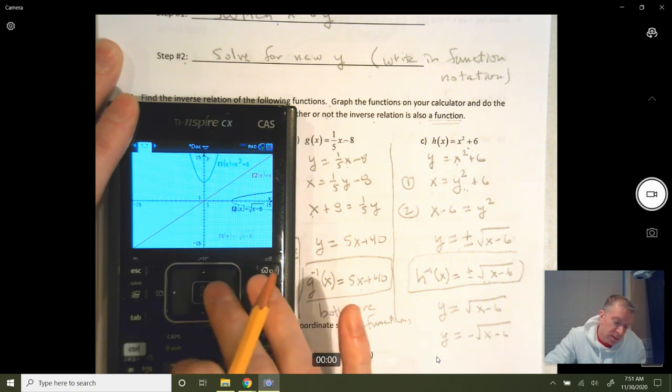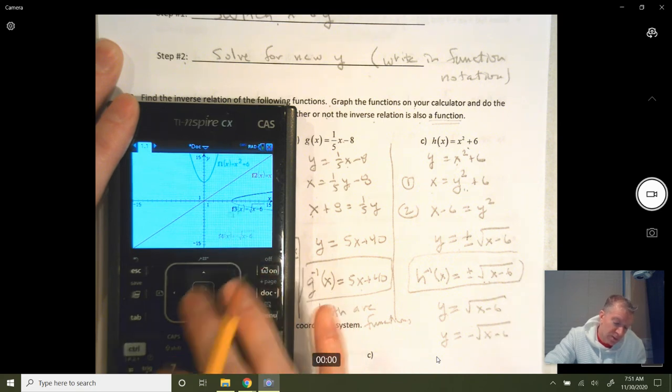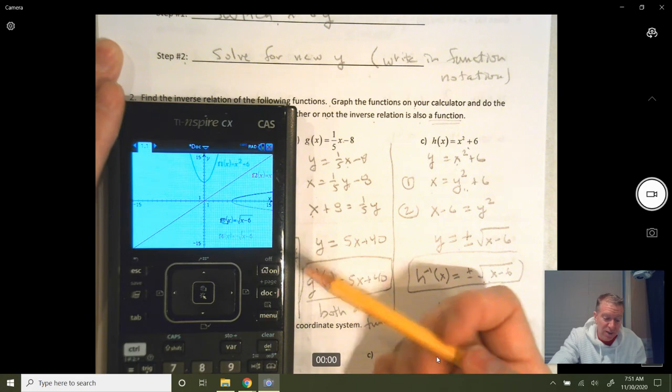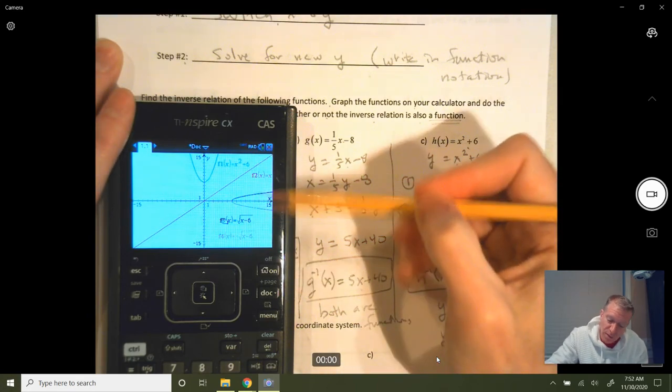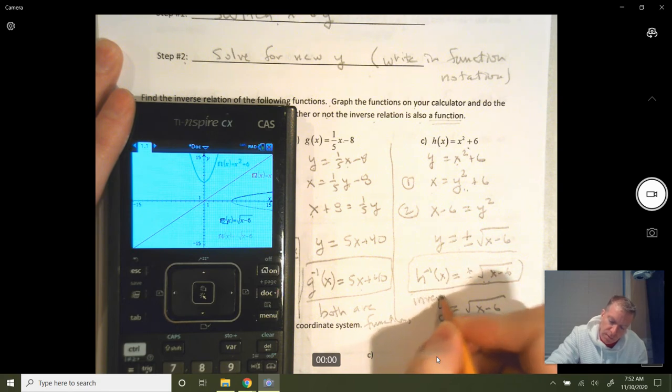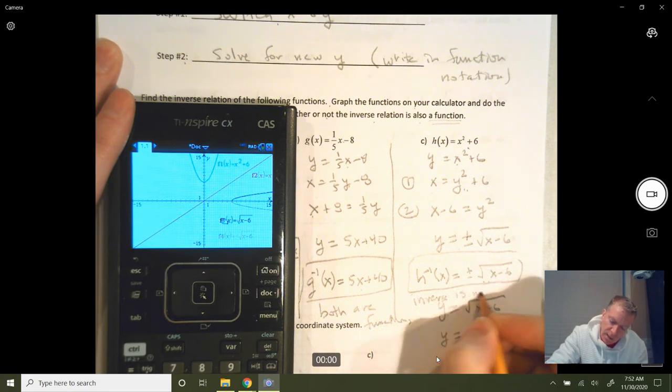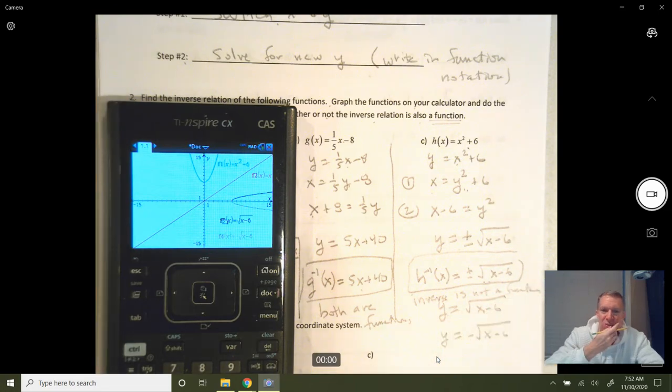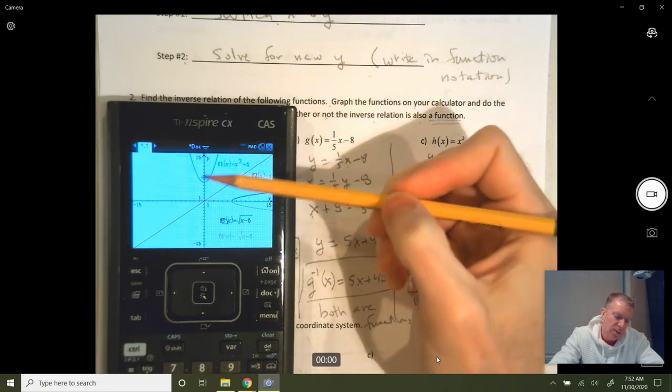Okay, so this thing, notice that's kind of a hint. This thing's not a function. So this one we would say inverse is not a function.